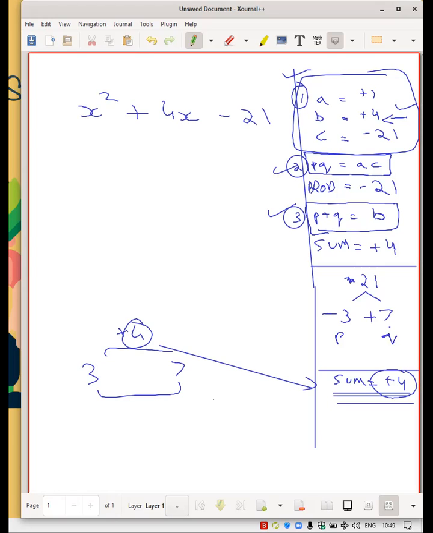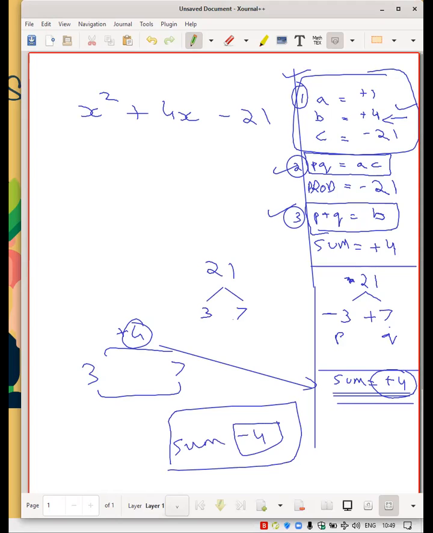Okay. What if my sum was minus 4? Then what would I do, Siddhant or Krishna? What would the factors become in this case? Again, we have 21. I divided this into 3 and 7. Now I wanted a sum as minus 4. So what would the signs of the factors become? Minus 7 plus 4. Again, the sum of minus 7 and plus 4 is minus 4.